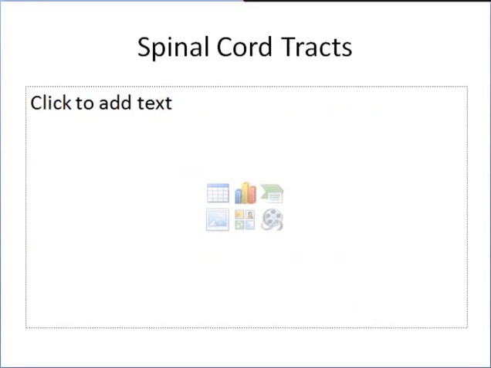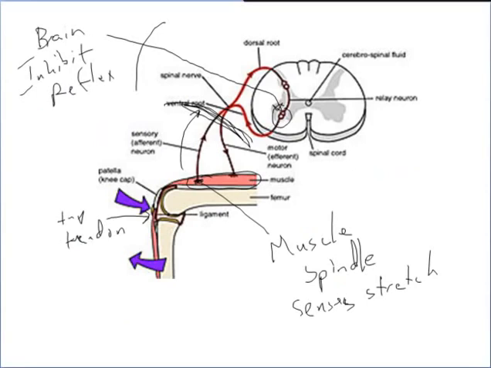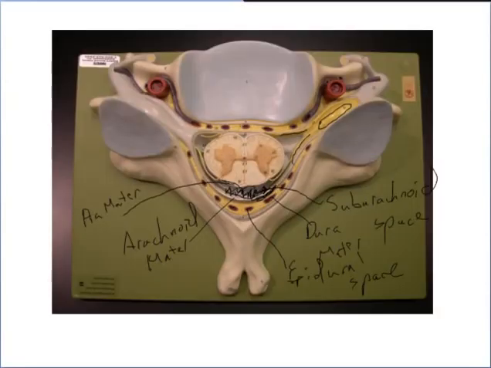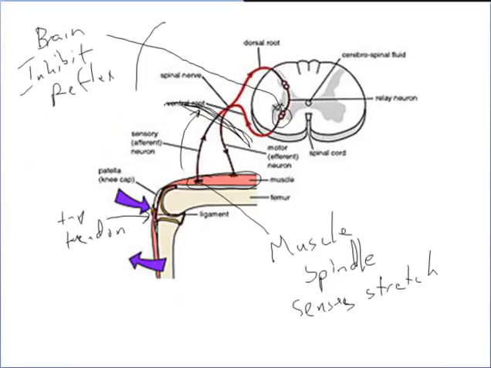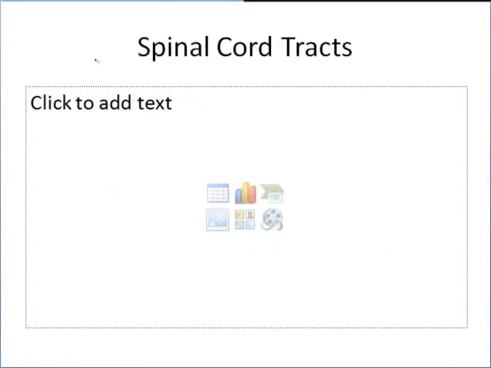Right, lastly, there are what are called spinal cord tracts. So spinal cord tracts occur in the white matter. So you remember this? In the white matter, we have areas of the white matter that carry impulses of a certain nature, and these are called spinal cord tracts. So I'll just give you some real basic information here regarding spinal cord tracts.